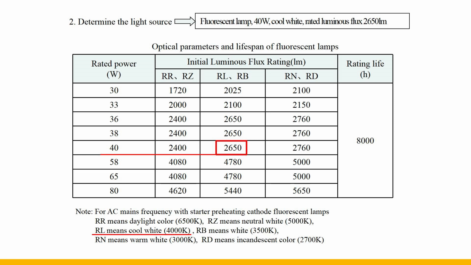In the second step, according to the function of the room, a 40-watt cool white fluorescent lamp was selected as the light source for the classroom, and the rated luminous flux was found to be 2650 lumens.